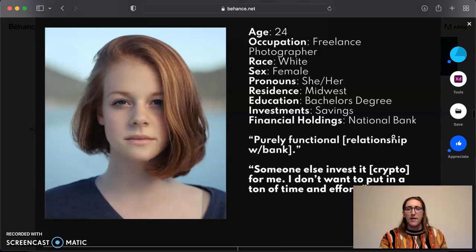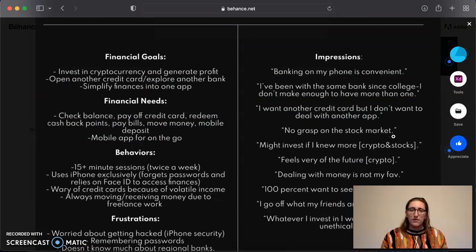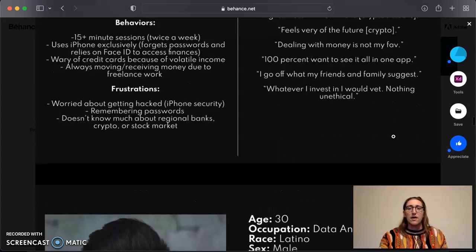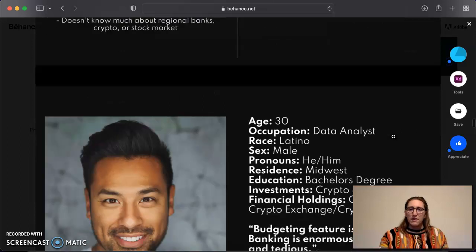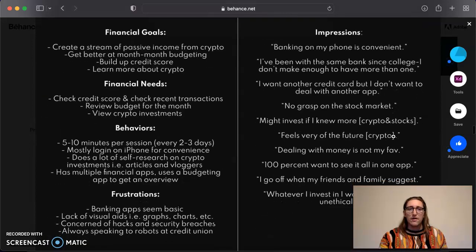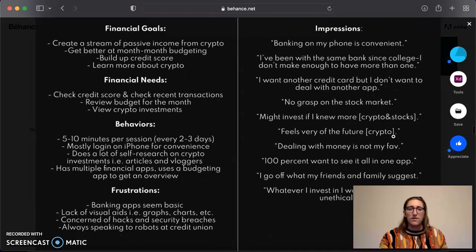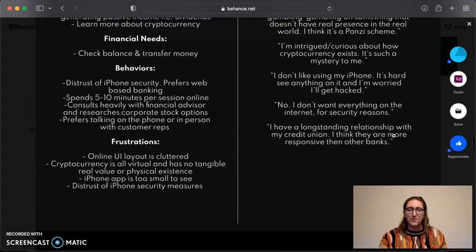When it came time developing user personas, I again wanted to make sure that each one was tailored specifically to really address each demographic. So I created very in-depth user personas here. I highlighted their goals, their needs, their behaviors, and their frustrations that they expressed in the user interviews.